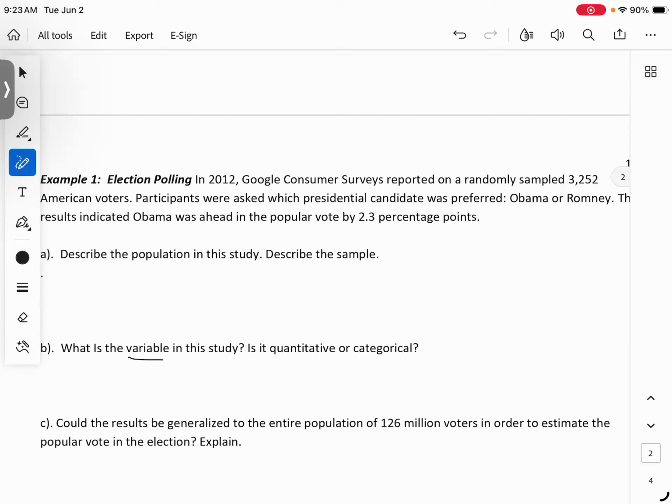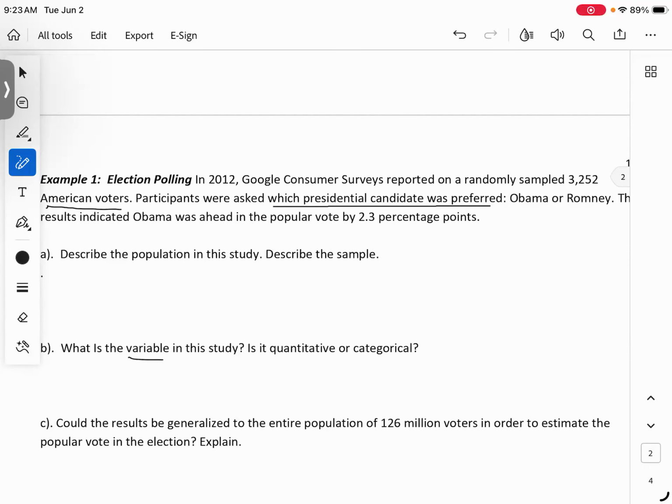And the thing that you might have seen in the prompt, first of all, was American voters, right? As opposed to Canadian voters or voters from another country. They're targeting American voters. And then the main variable was which candidate was preferred, which would be Obama or Romney.